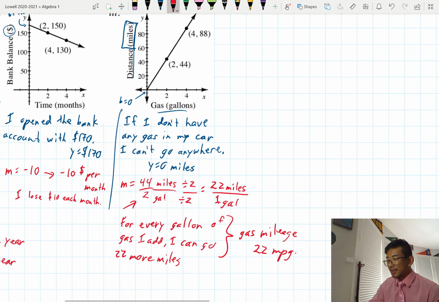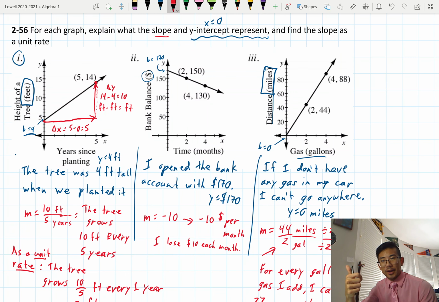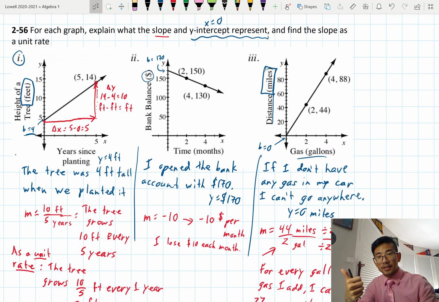Alrighty, so that's how we can, one, find the slope and y-intercept on a graph, and also figure out what they actually tell you in terms of an actual situation or context, and two, identify the slope as a unit rate.